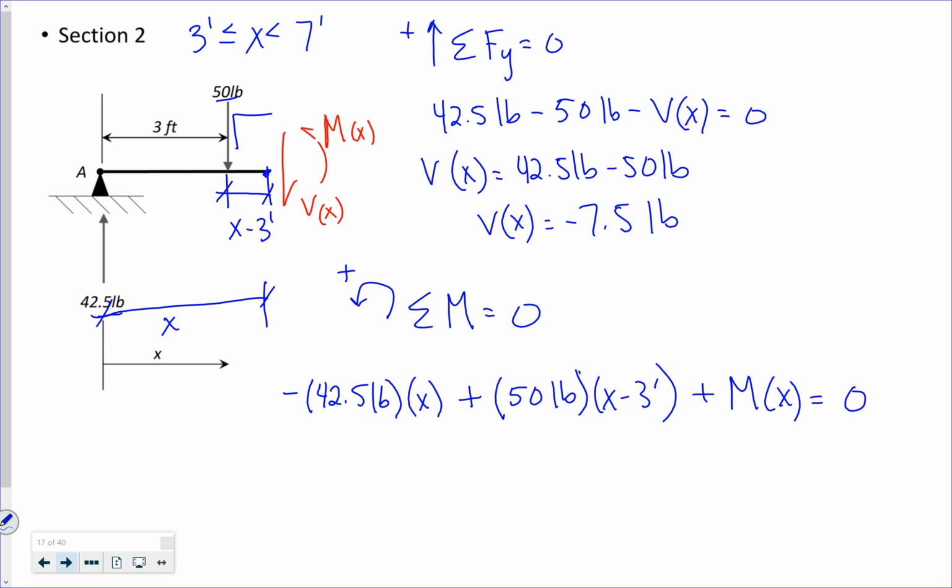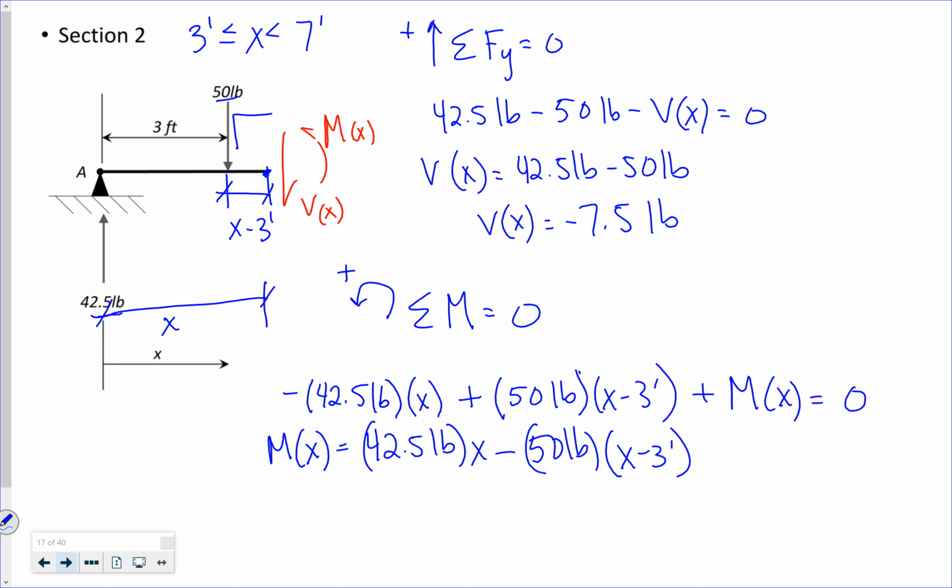If I solve for my moment, I get 42.5 pounds times X minus 50 pounds times X minus 3 feet. If I simplify that, 42.5 minus 50 is minus 7.5 pounds times X, then 50 times 3, that's 150. Negative times negative is a positive, so plus 150 foot-pounds.